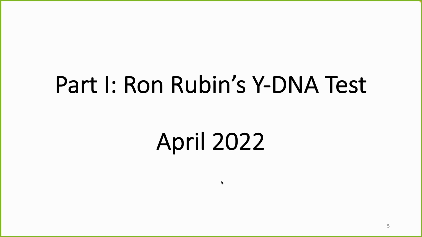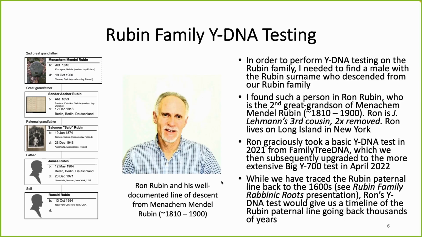Basically, part 1, we're going to talk about a guy named Ron Rubin and his Y-DNA test. So, in order to perform Y-DNA testing, I needed to find a male cousin of ours from the Rubin family whose last name is Rubin and descends through the paternal line through the Rubin family. And it's actually not as easy as you might think, okay?